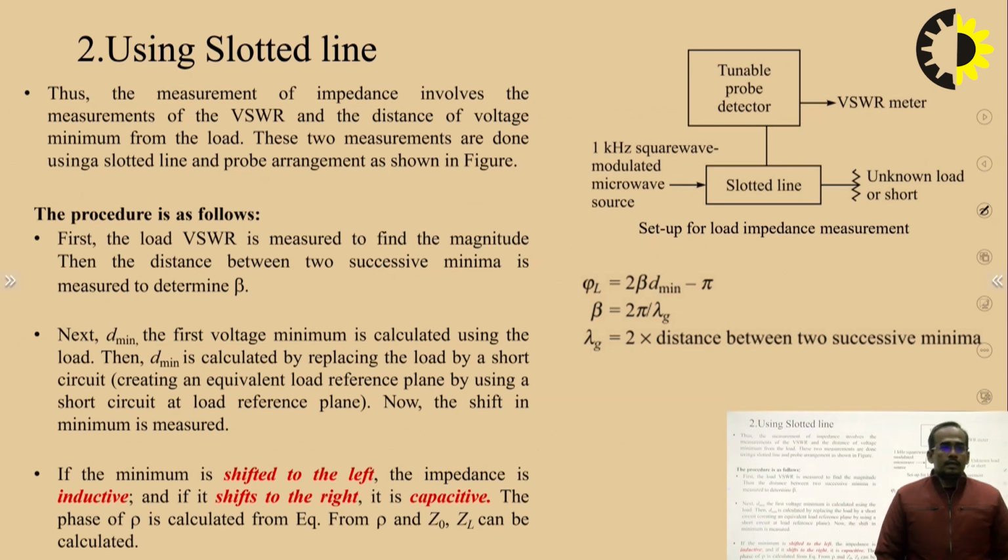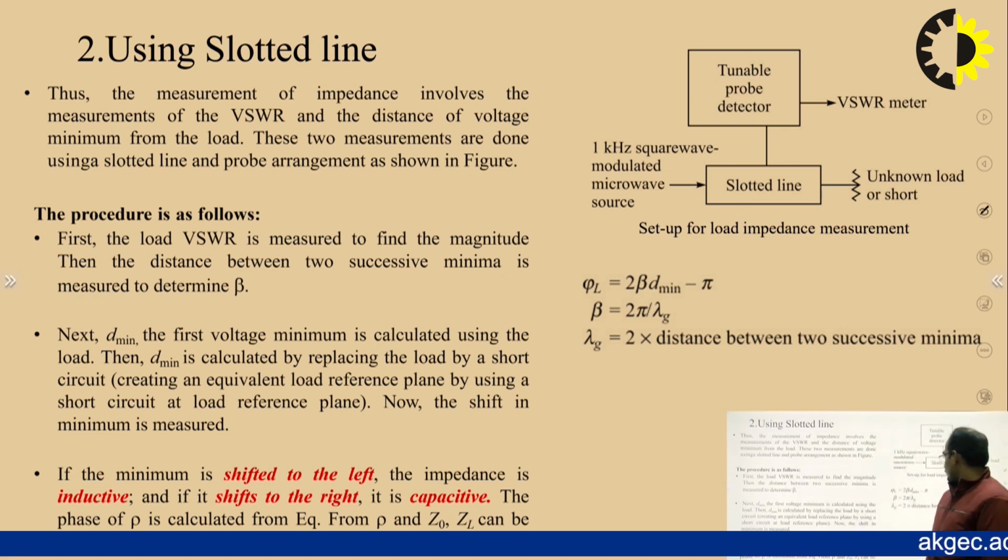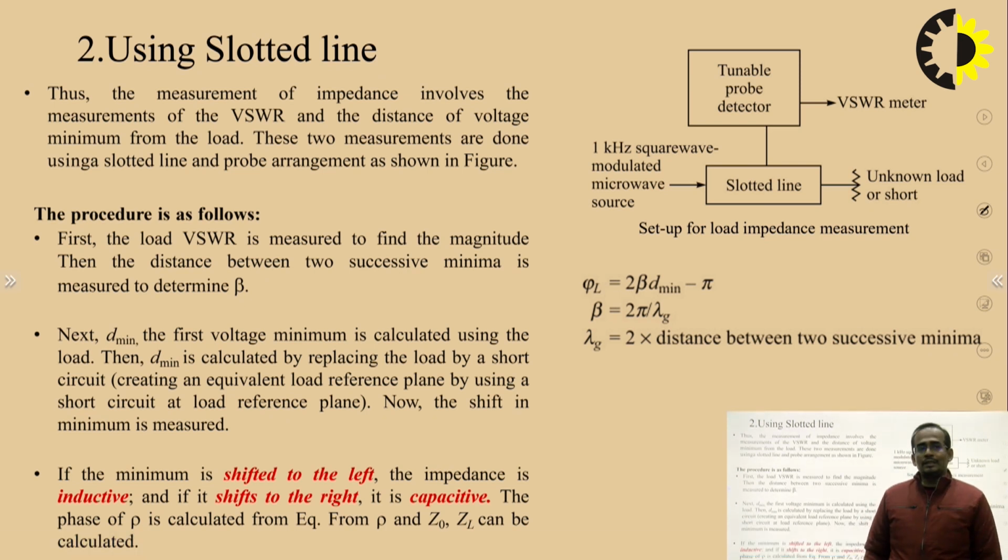This is the setup for load impedance measurement. Here a tunable probe detector and the slotted line are used. First the load VSWR is measured to find the magnitude. Then the distance between two successive minima is measured to determine beta. Beta is nothing but the phase constant. Beta is nothing but 2 pi by lambda.